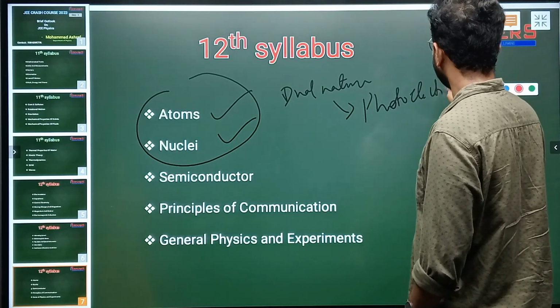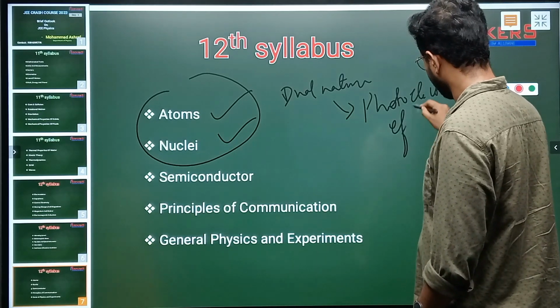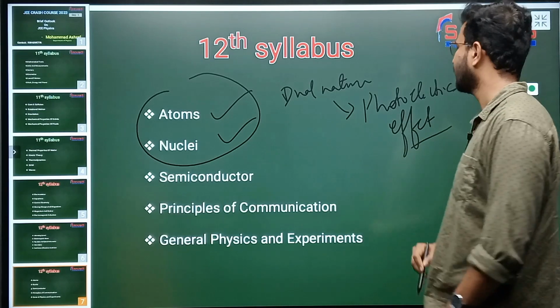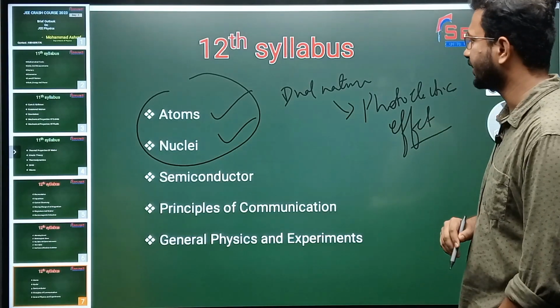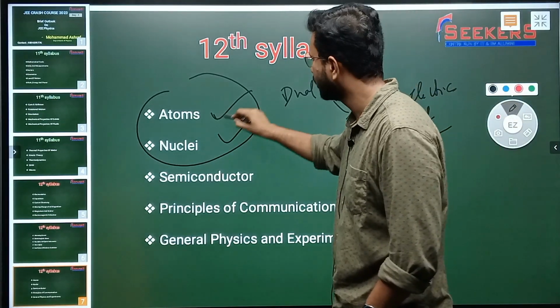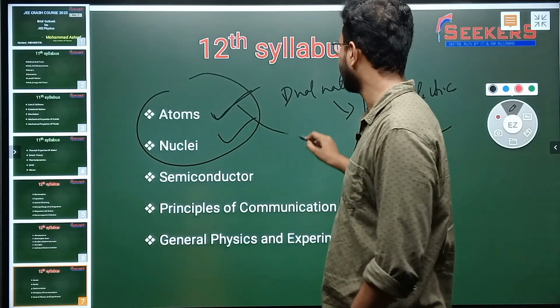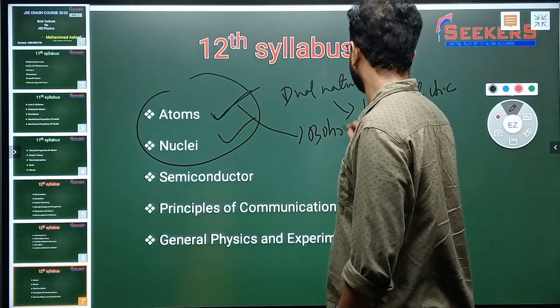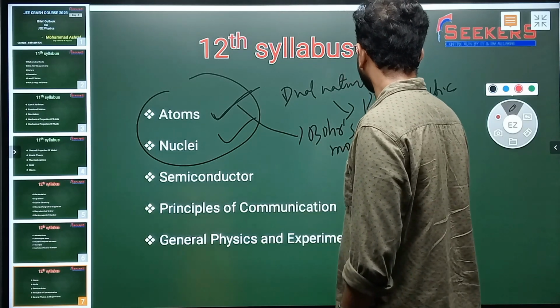There are a few topics in modern physics which you can easily prepare. The photoelectric effect, 2-3 hours it will take. Then atoms, you don't have to bother much about all the structures of atom. You have to just focus on Bohr's model and atomic transitions.